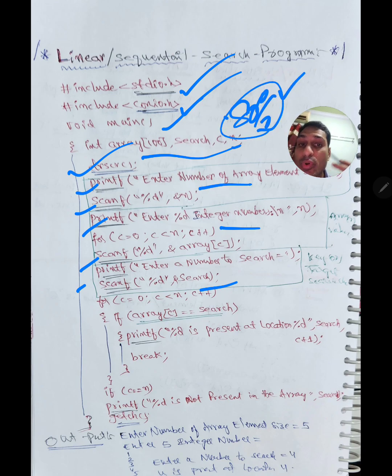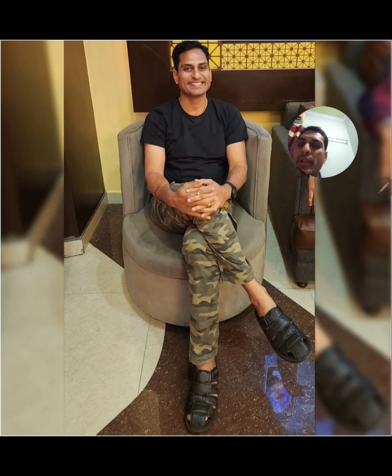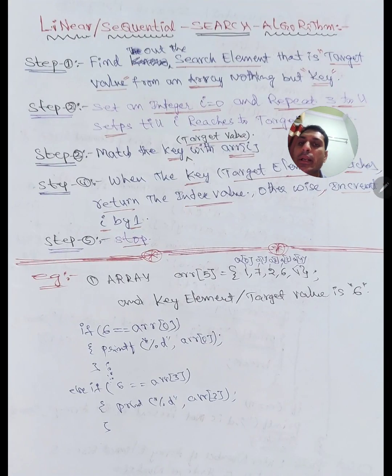If any new program comes in your paper, don't panic. You can attempt it. An algorithm is also a step-by-step English representation. That also you can attempt easily. Okay, so all the best for your exam and all the best for your future also.